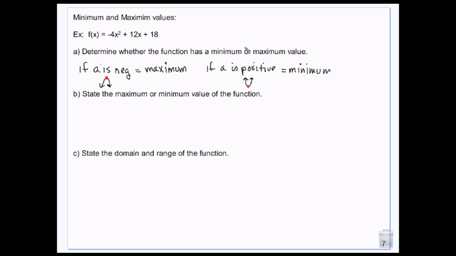So this particular function has a max because it's negative. To state the minimum or maximum value, that's the y-coordinate of the vertex. That is the minimum or the maximum. So step 1 is to plug in to find the x-coordinate. And then step 2 is to plug that in to find y.